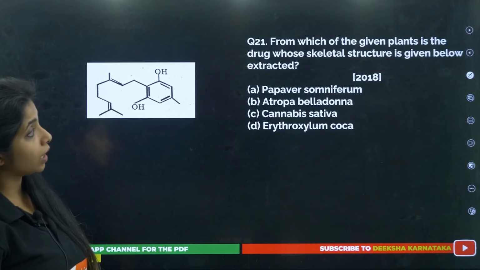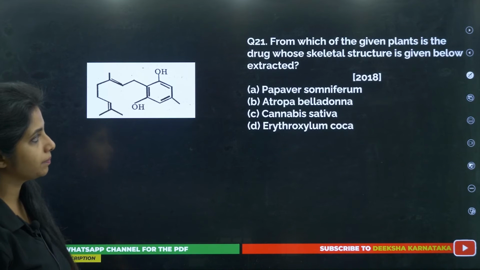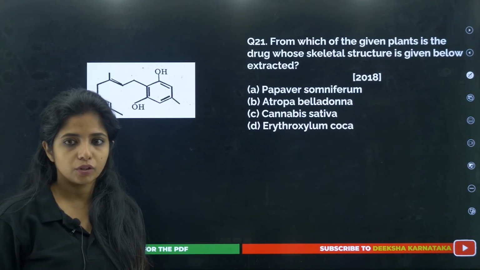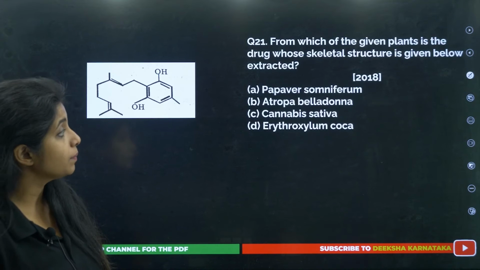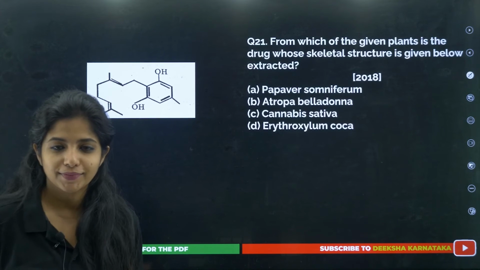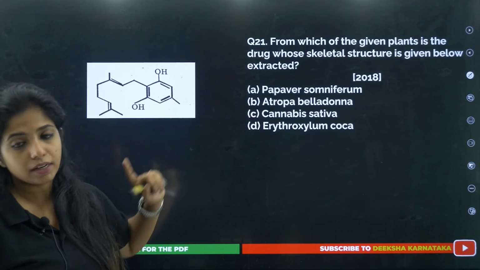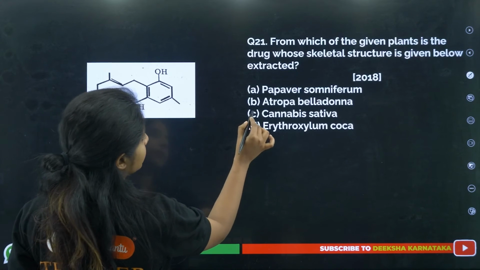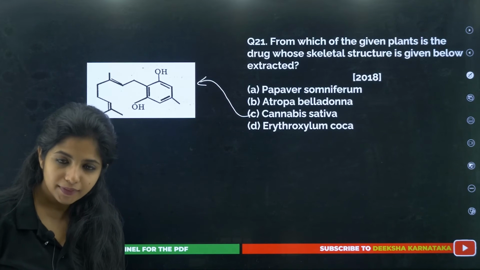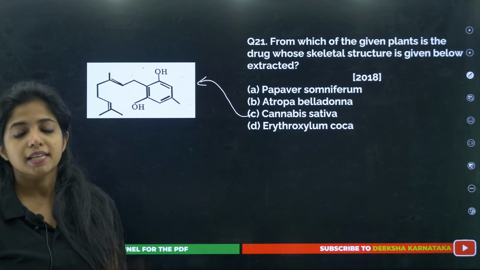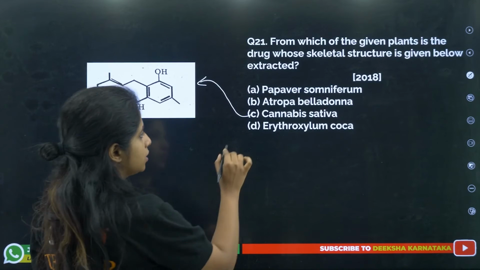Next, from which of the given plants is a drug whose skeletal structure is given below extracted? You have Papaver somniferum, Atropa belladonna, Cannabis sativa, and Erythroxylum coca. Which is this drug, and from which plant is it taken? I will say it is Cannabis sativa, cannabinoids. It is that drug that is taken from Cannabis sativa. Cannabinoids come under this category. Okay, it's a direct question.